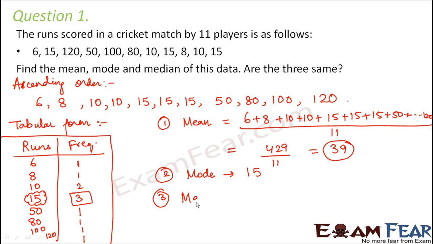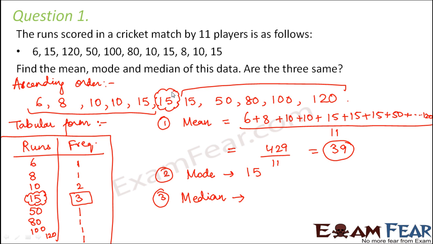Next, we have to find the median. The median is the middlemost data. Here, when it has been arranged in ascending order, we have a total of 11 values. So we can divide it into groups of 5 and 5. So 1, 2, 3, 4, 5, these 5 in one group, and again from the end 1, 2, 3, 4, 5, these 5 in the other group. So which is the middlemost data? The middlemost data is 15. So what do we observe? In this case, the mode and median are the same, but they are not the same as the mean. Therefore, no, all three are not the same.